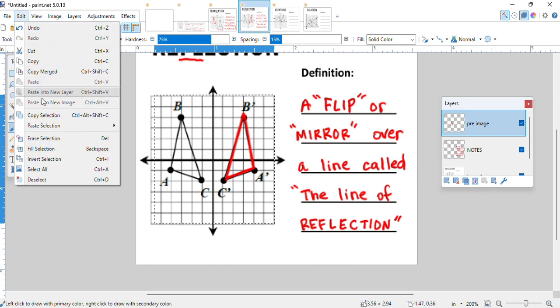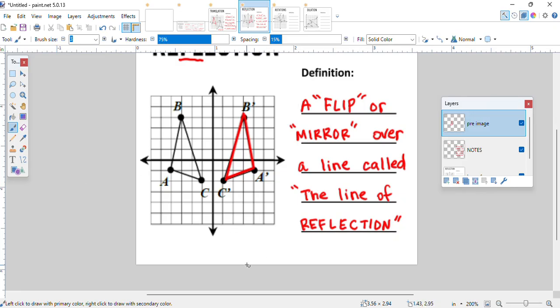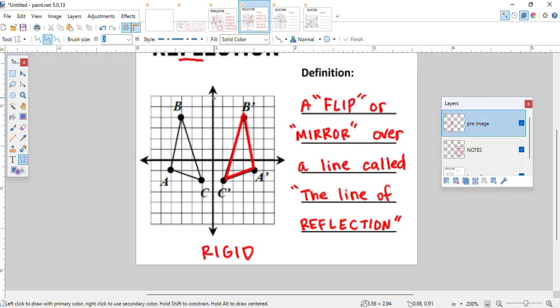Now I'm going to go ahead and deselect so I can write. This is a rigid transformation. And when I talked about that line of reflection, the thing that I was flipping over, we have that right here. This is my line of reflection for this particular transformation.